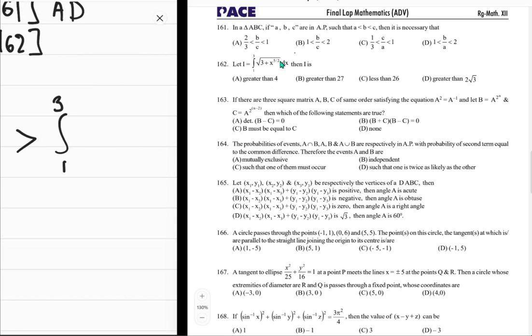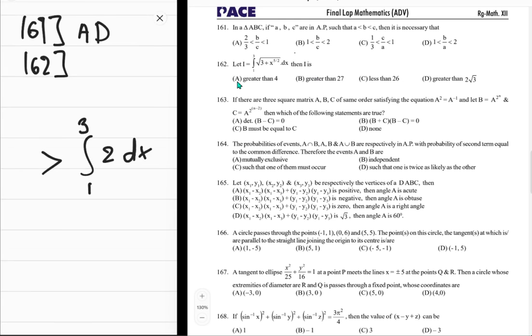So like x power 5 upon 2, it's bigger than or equal to 1, right? So this thing is bigger than integration of 2 basically. So that's 4. So this is greater than 4 for sure. So 162 का A तो correct है. Wait, what is greater than 2 square root 3? ये भी अपने को check करना पड़ेगा.